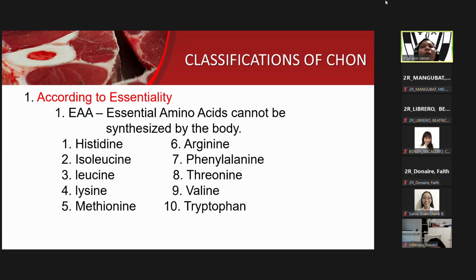So, there is a classification of your protein, called according to their essentiality. That is your EAA or essential amino acid. These amino acids cannot be produced in our body. Therefore, we need to eat foods which are a source of the protein. For example, histidine, isoleucine. These are examples of your essential amino acids.